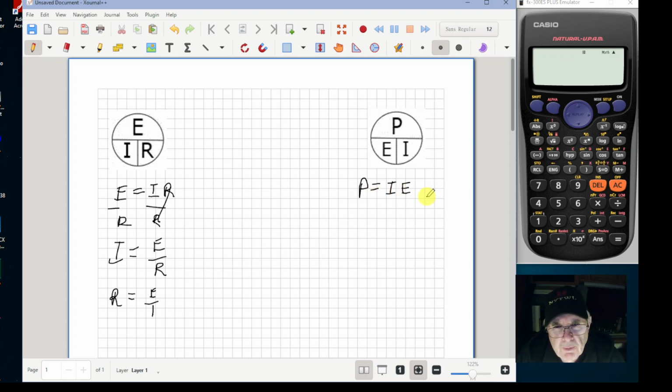Do the same thing for these. This is already written out. For that, let's divide both sides. Let's get one for E. E is equal to the power divided by the current. And the current is equal to the power divided by the voltage.